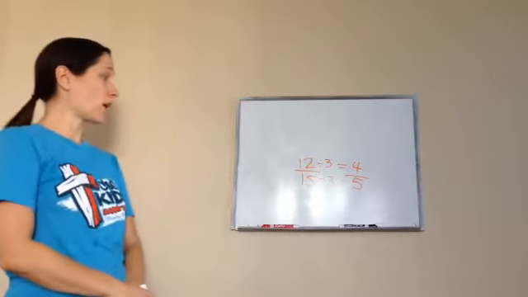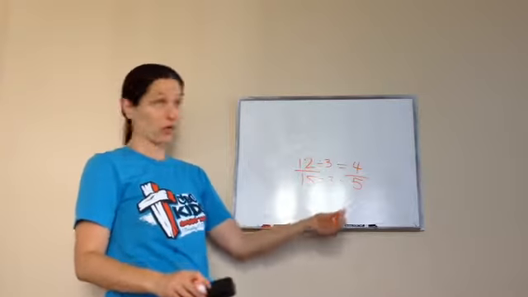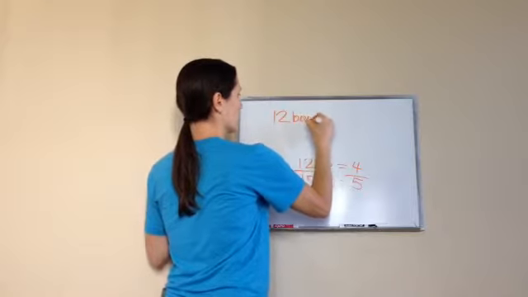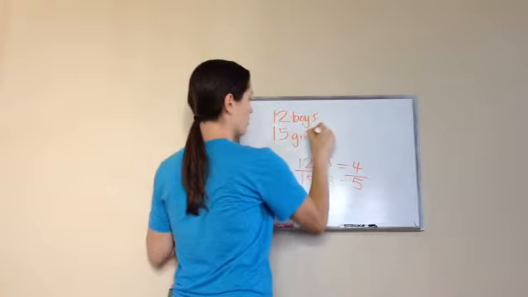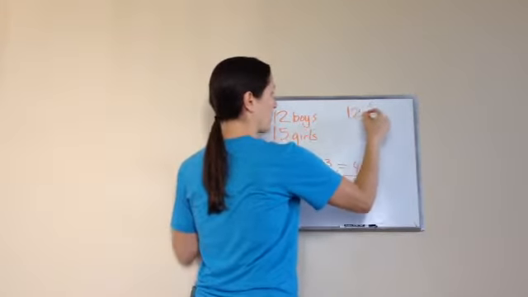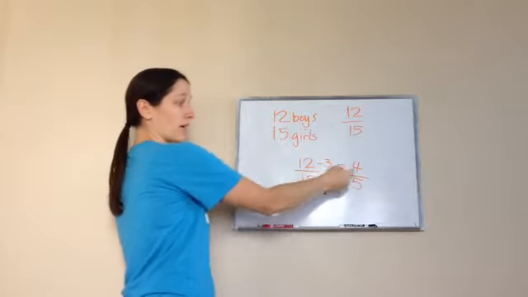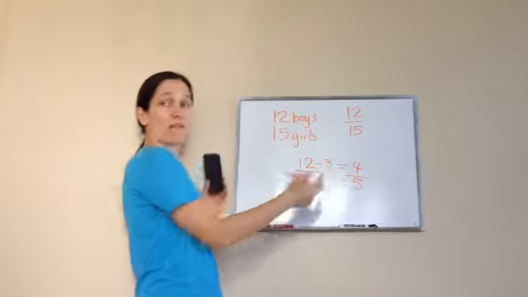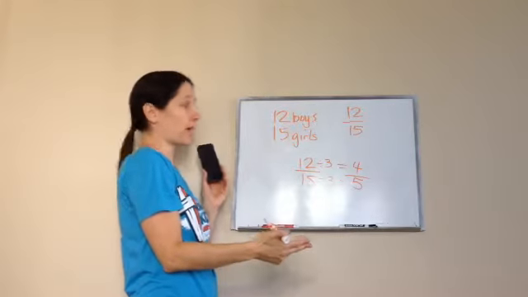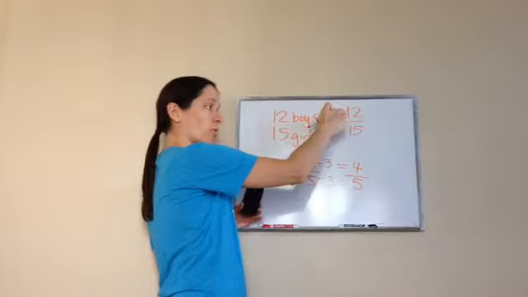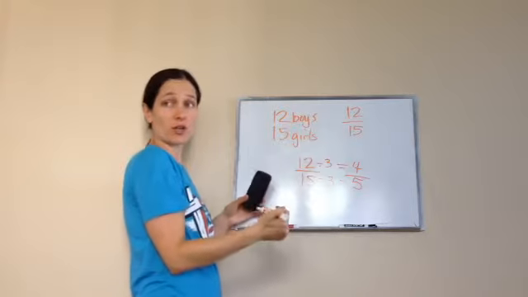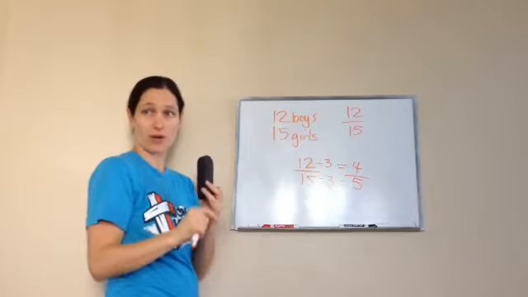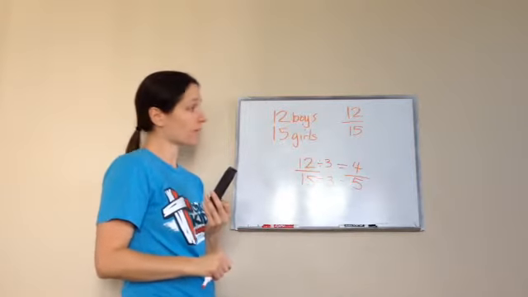Okay. So that's still the answer. Let's say there was 12 boys and 15 girls, and we wrote it like this, 12 over 15. There's still going to be, for every 4 boys, there's going to be 5 girls. Or for every 12 boys, there's going to be 15 girls. We just reduced it to make it the smallest amount. Okay? You got it?